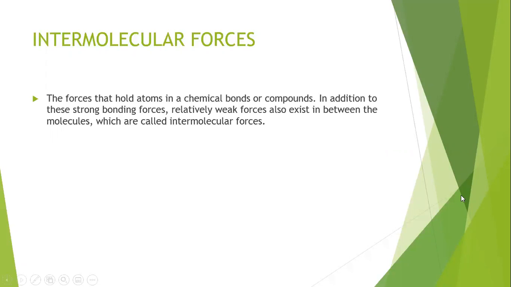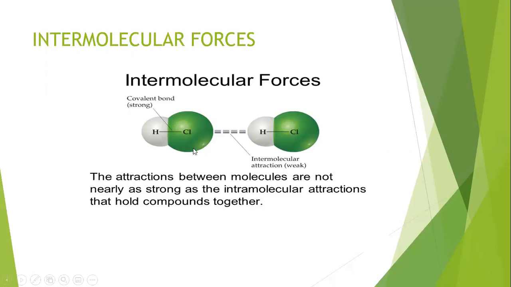Let's see. Here you can see the molecule of HCl. Hydrogen and chlorine, both atoms are attracted towards each other by the sharing of electrons, and by the sharing of electrons they make a covalent bond, and the covalent bond is very strong. Instead of this, between two HCl molecules there are weak intermolecular forces.